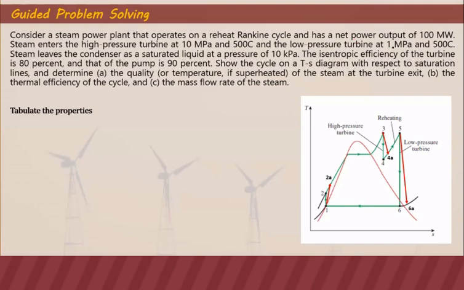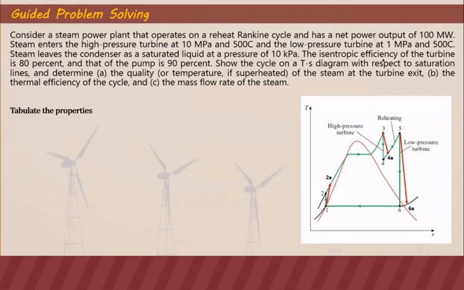The low pressure turbine is at 1 megapascal and 500 degrees Celsius, and that is point 5. So the entrance of the low pressure turbine is at point 5, where the pressure and temperature are 1 megapascal and 500 degrees Celsius. Steam leaves the condenser as saturated liquid. So the exit of the condenser is at point 1, a saturated liquid at 10 kilopascal. So the pressure at this point is 10 kilopascal.